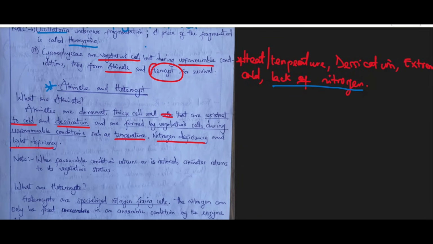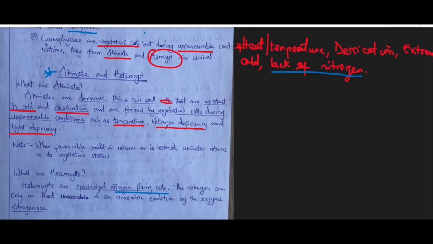And the next we have is, what are heterocysts? Heterocysts are specialized nitrogen fixing cells that are usually formed by a vegetative cell of the cyanophyceae in order to fix nitrogen, but they do that in an anaerobic condition, with the aid of an enzyme called nitrogenase.